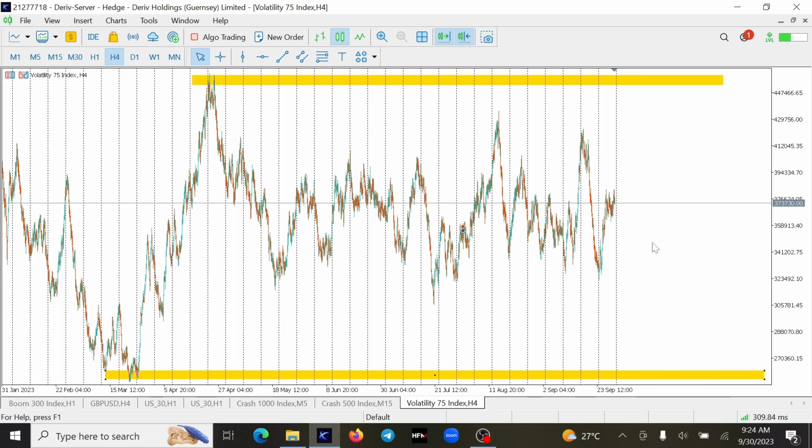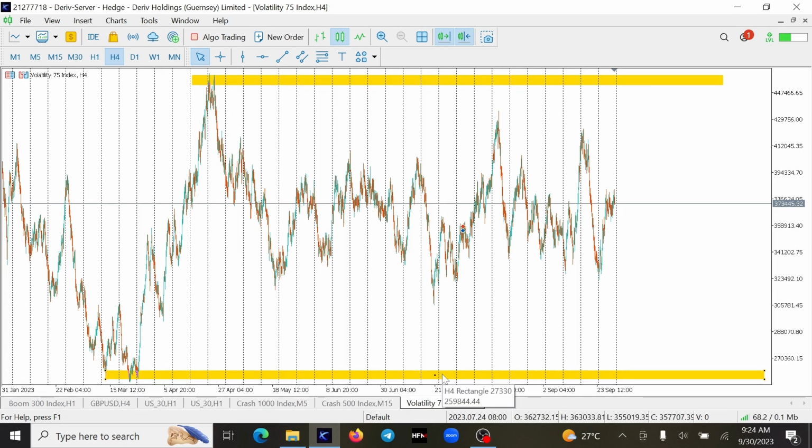So that means at this point here, we'll be looking for a buy. At this point up here, we'll be looking for a sell. That's the idea of support and resistance. So resistance is the zone on top, while support is the one downward.